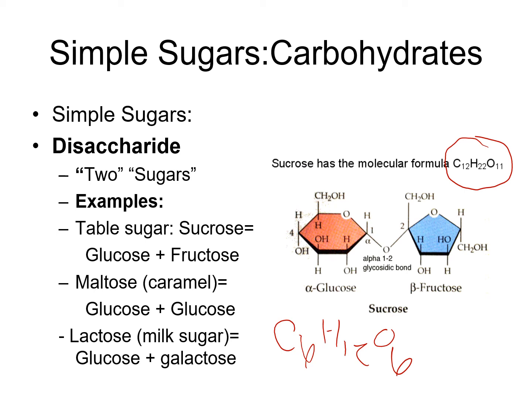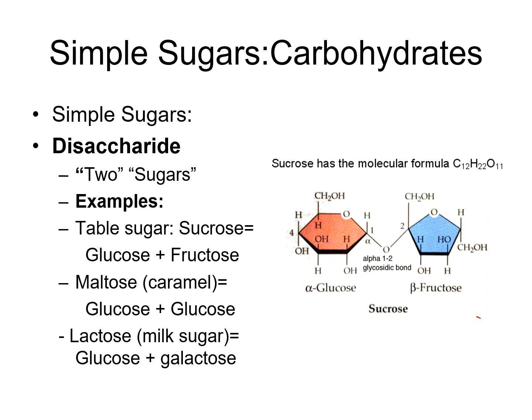But in the case of hydrogen, 12 plus 12 is 24. Well, I only have 22 here. And in the case of oxygen, 6 plus 6 is 12. Well, I only have 11 here. Remember, water is H2O. So those two missing hydrogens were used to make water, and the one missing oxygen was used to make water.